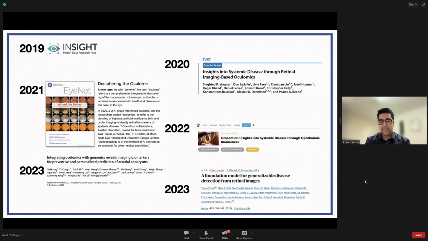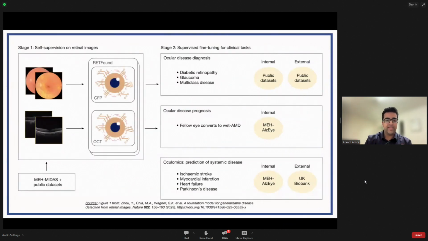And it all culminated this year, really, with the paper at the very bottom here, a foundational model for generalizable disease detection from retinal images. And I won't go into the technical detail of the paper, but just for a high-level overview, the model was called RetFound. It's a huge AI model trained on publicly available datasets, as well as data from Moorfields Eye Hospital, linked to people's medical records so we can see their systemic diseases as well as their eye problems.